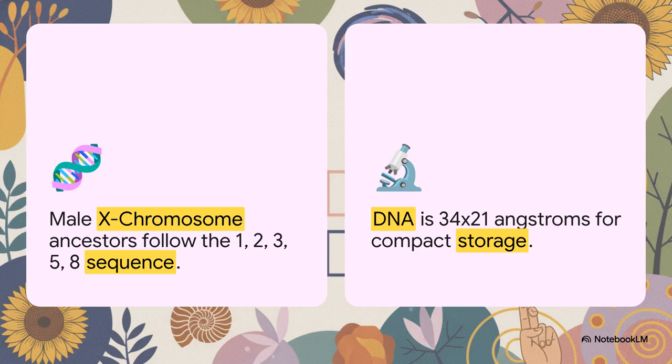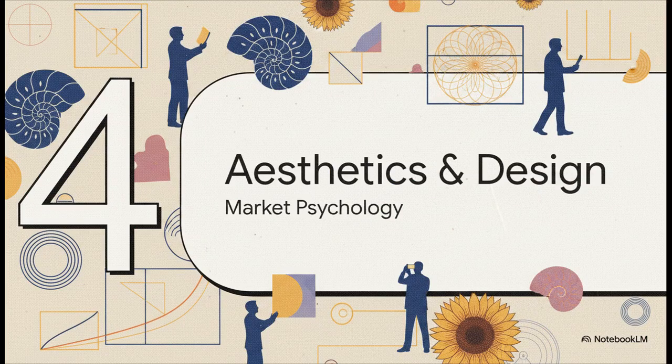It's wild! But then, if you zoom all the way down to the microscopic level, a single DNA molecule is exactly 34 angstroms long, an angstrom being a tiny microscopic unit of measure. And it's 21 angstroms wide, 34 and 21. Two consecutive Fibonacci numbers, creating the absolute most optimal proportion for compact biological storage. Which brings us to Section 4, Aesthetics and Market Psychology.